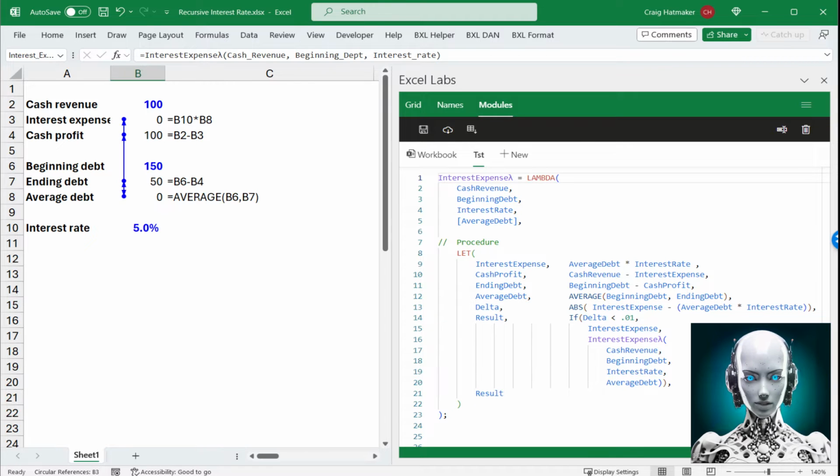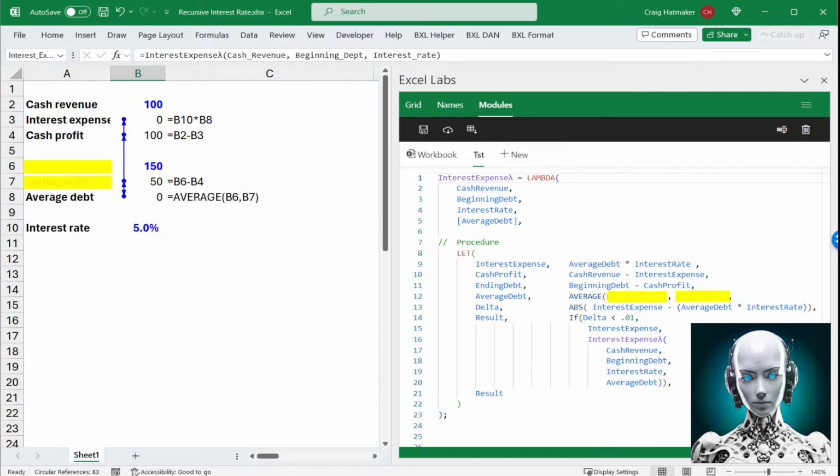We pass three known values to the Lambda: cash revenue, beginning debt, and interest rate. The Lambda starts by calculating interest expense by multiplying average debt by the interest rate. Note: at this time, average debt is unknown and defaults to 0, which means interest expense is 0. The Lambda then calculates cash profit by subtracting interest expense from cash revenue. It then subtracts cash profit from beginning debt to determine ending debt.